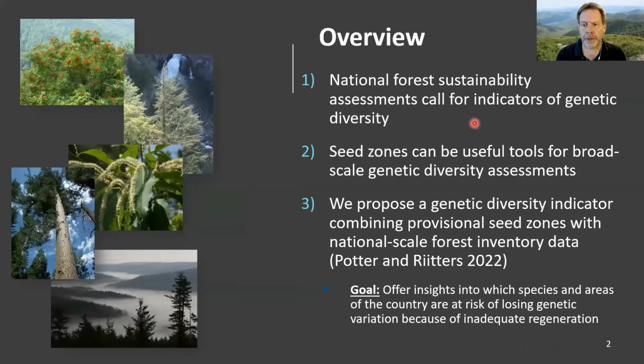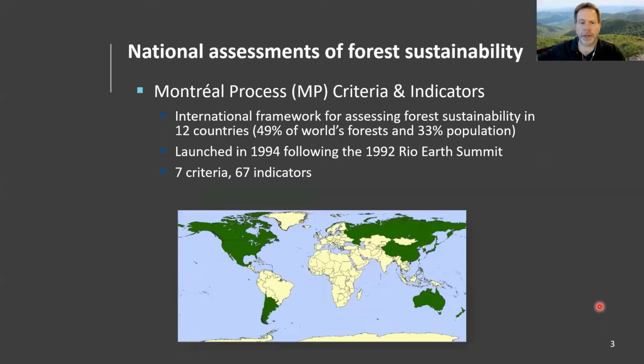So a quick overview of what I want to talk about here. First of all, national forest sustainability assessments call for indicators of genetic diversity. So I'll mention that briefly. Seed zones can be useful tools for broad-scale genetic diversity assessments like this. And we propose a genetic diversity indicator that combines provisional seed zones with national scale forest inventory data. This was described in a paper published earlier this year. And our goal here is to offer insights into which species and areas of the country are at risk of losing genetic variation because of inadequate regeneration.